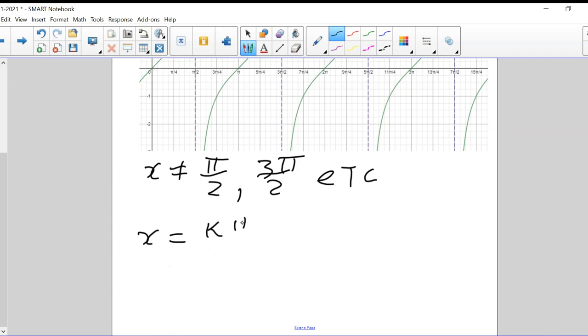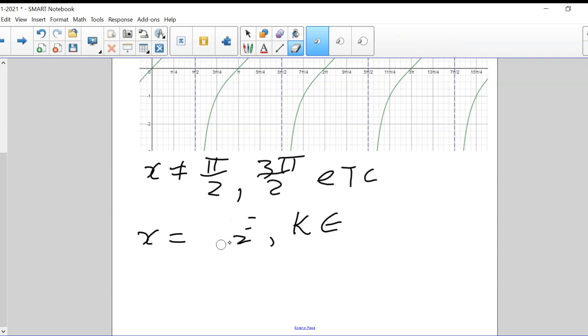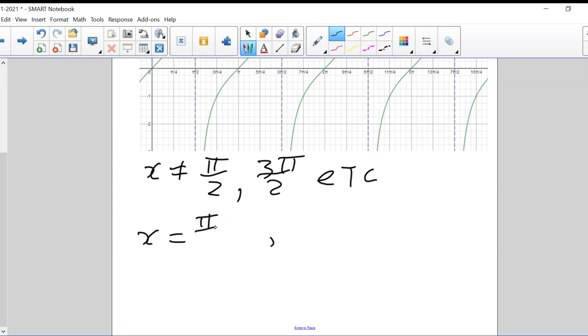Let me fix that. Pi over 2 plus k times pi, where k is an element of the integer set.